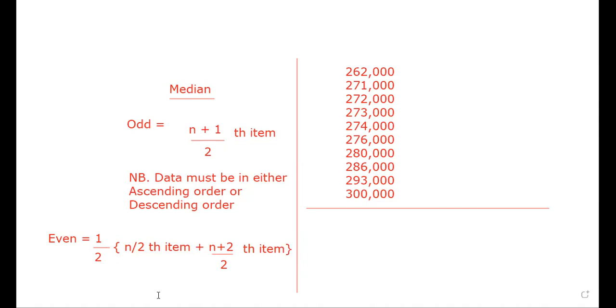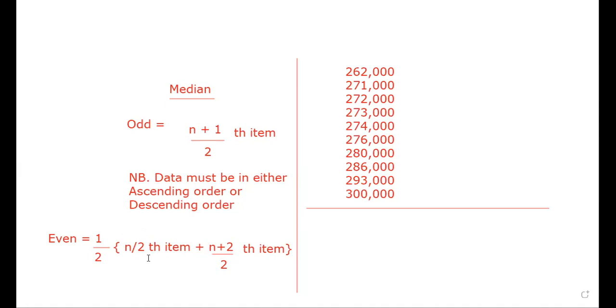So that is the formula that we will use for even numbers. When the number of observations is even, it is a half in brackets, the n divided by 2 item plus the n plus 2 divided by 2th item. That is when the number of observations is even.